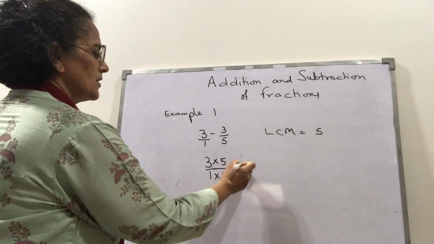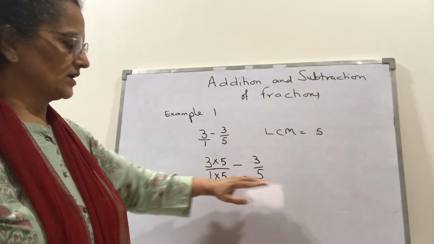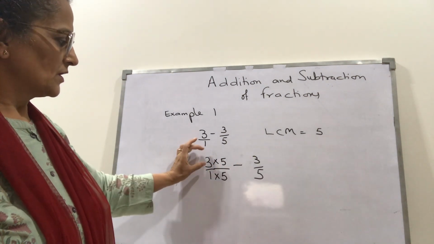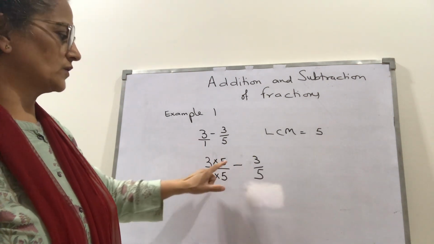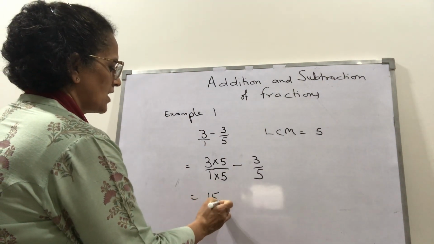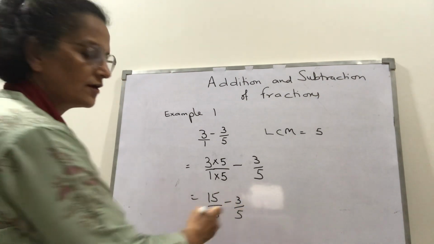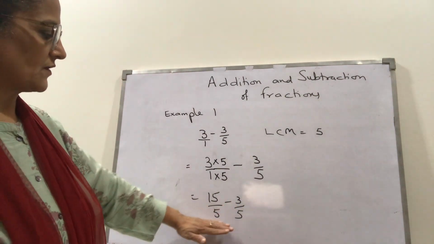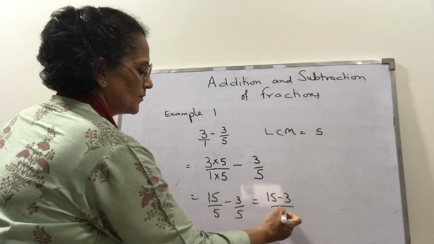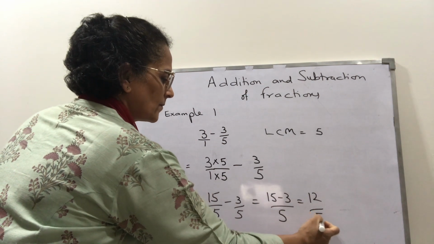So 3 upon 5. Now the denominators are same. We can do the subtraction. 5 into 3 gives me 15 upon 5 minus 3 upon 5. My LCM is 5, so I can write 15 minus 3 upon 5, that is 12 upon 5.